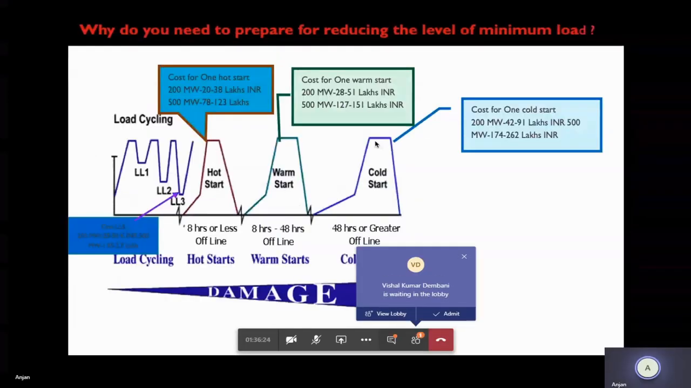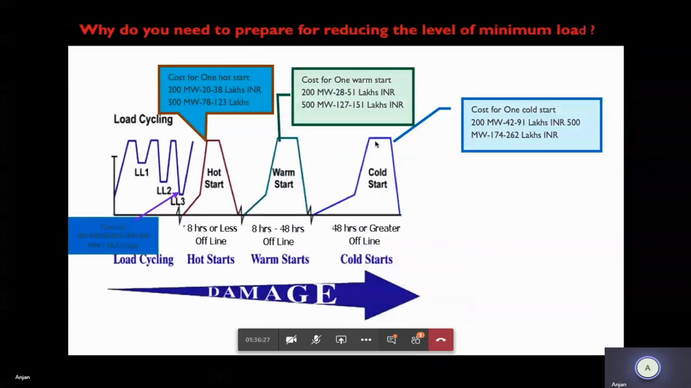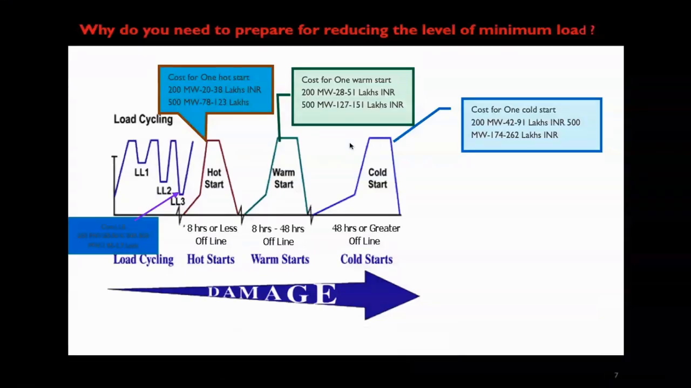So this slide you need to understand: basically what is cycling, what are the modes of cycling, and what are the damages done in different modes. So this is load following. LL1 means mild load following, LL2 moderate load following, and LL3 is severe load following, what we call significant load following. And there's a cost to it, in terms of the damage and in terms of the money that you need to spend to reclaim those damages from the machine. Typically, this is around 20 to 50,000 rupees for one event, one cycle, once you raise the load and lower it. Next is hot start.